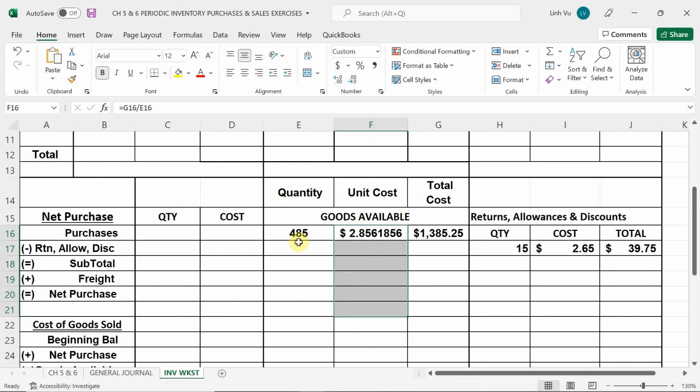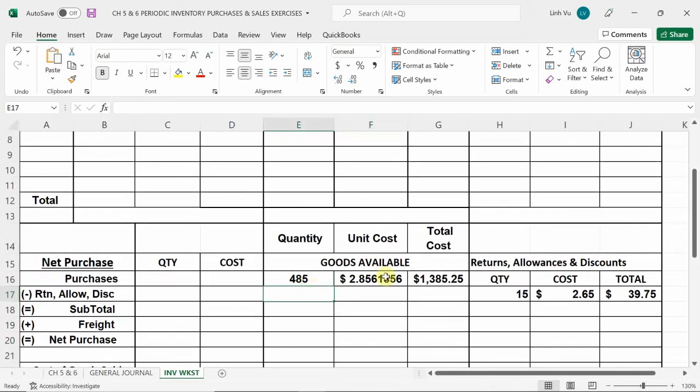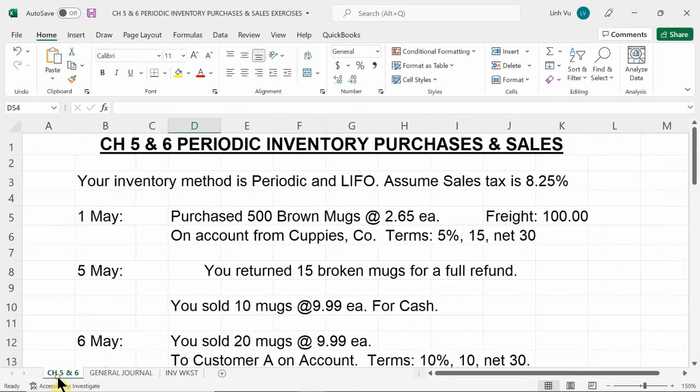2.856185. A lot of mumbo jumbo here. Okay, good. So we did the journal, we did the inventory worksheet. So let's see what has happened next.